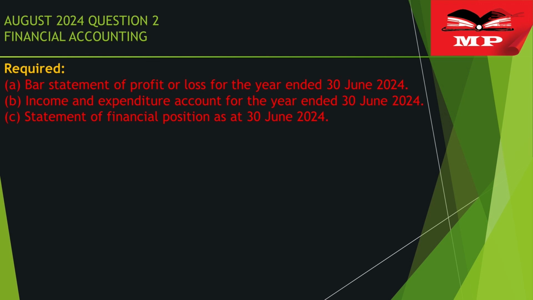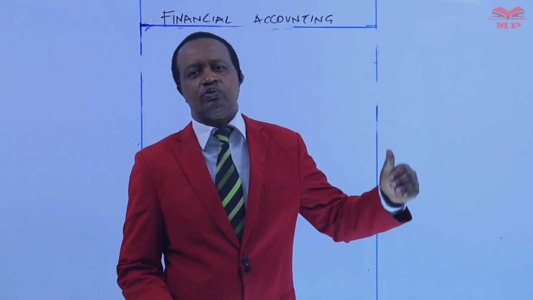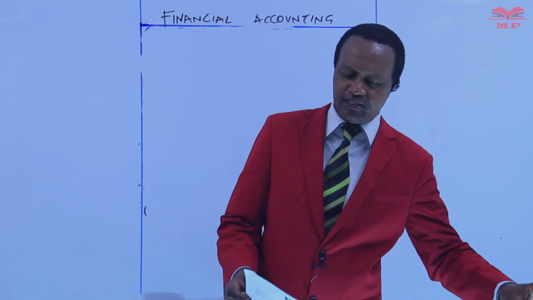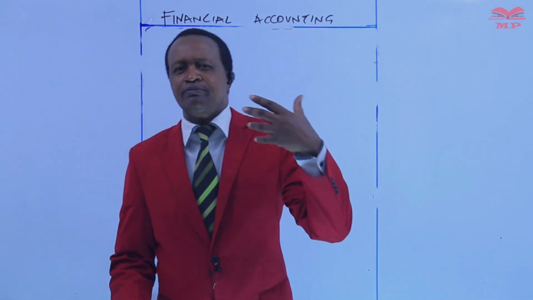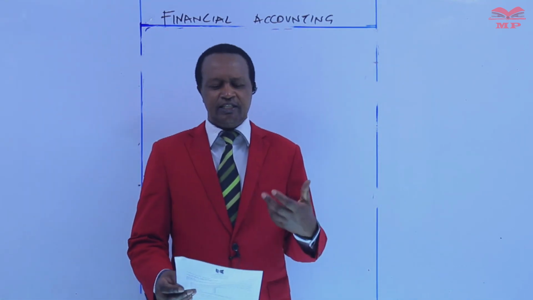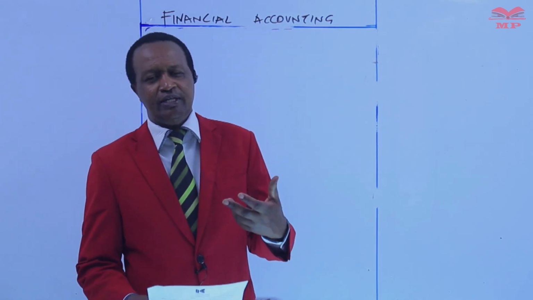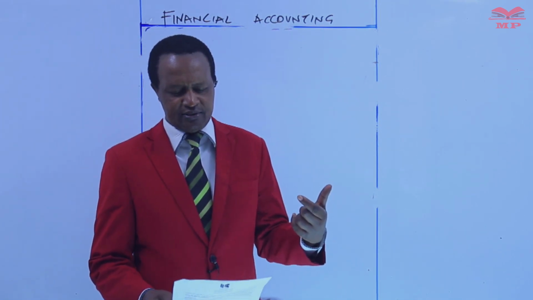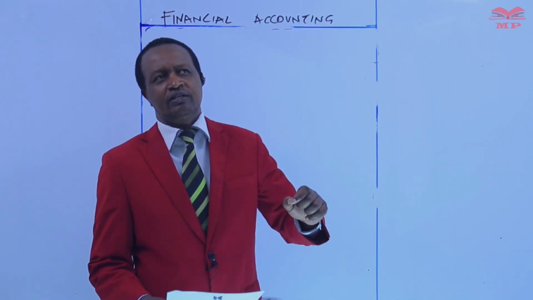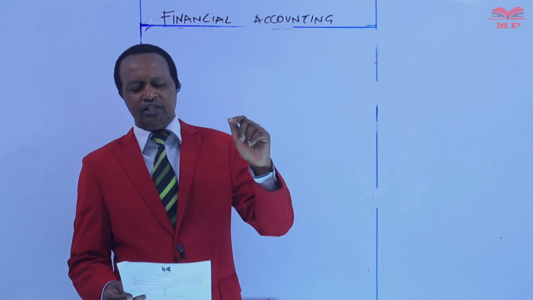Now, candidates, not-for-profit making organizations, we say they do not exist to make profit that is distributed to the owners. But these entities may run businesses in order to raise money to fund the activities of their organizations. Like this Vijana Youth Club, this club is running a bar. The purpose for doing business is to raise money from the bar business so that that money can fund the activities of the youth club.